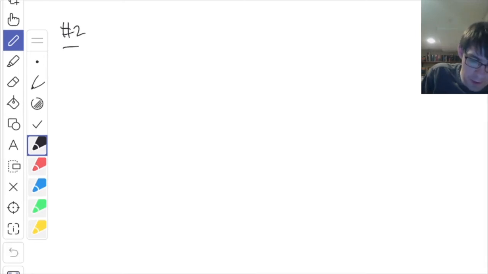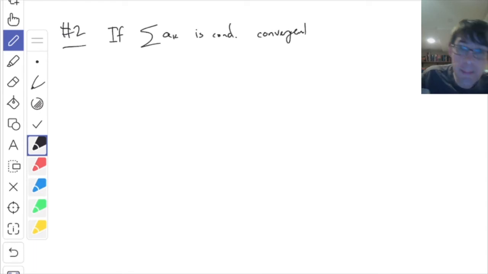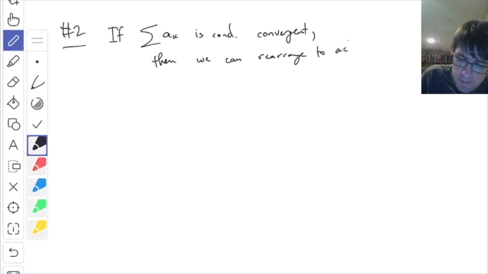So for part 2, I say if this sum of a_k is conditionally convergent, that means that the sum of a_k converges, but when you take the absolute values, it does not converge. Then we can rearrange it to achieve any value.